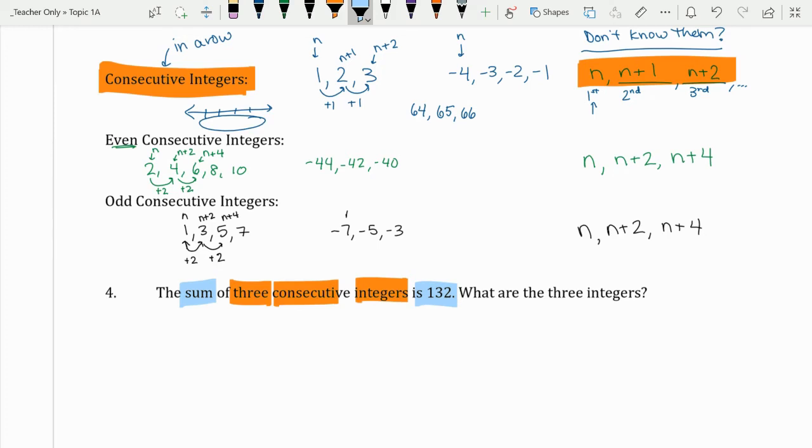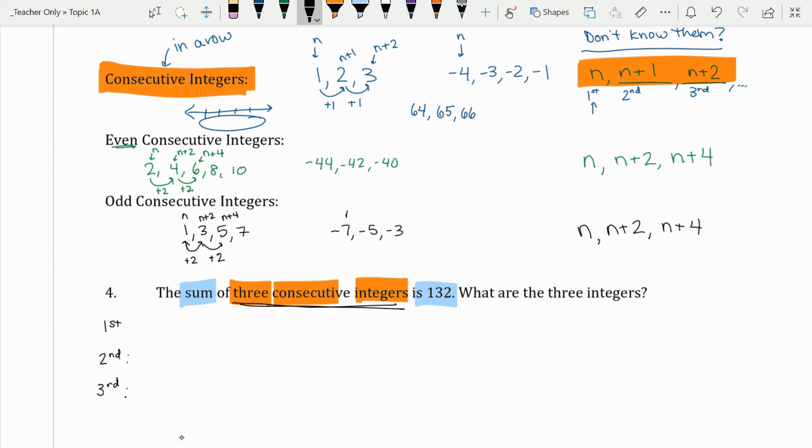But if you're looking at this and saying, I don't know how to do this, let's go ahead and make an equation to represent this. So what I'm going to do is I'm going to say consecutive integers. I have my first, my second, and my third.